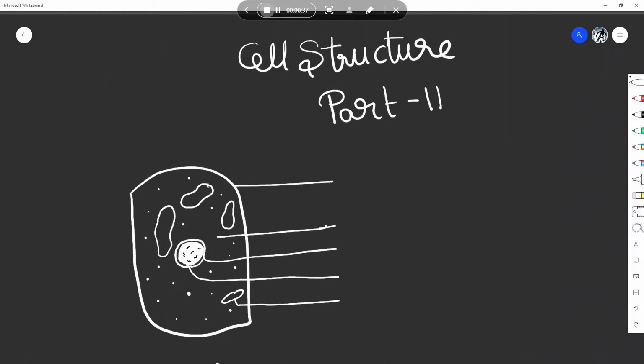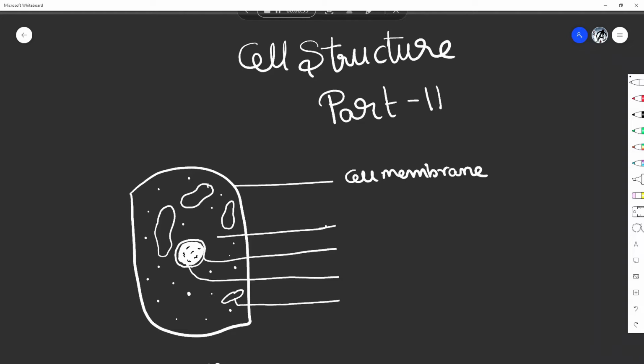A cell is divided into various parts, just like how we have different parts for our body. Coming to the first thing, the cell membrane. The cell membrane is the outer structure of the cell.